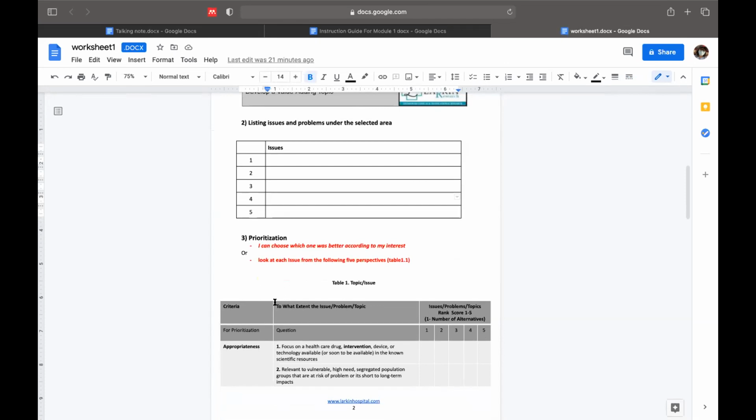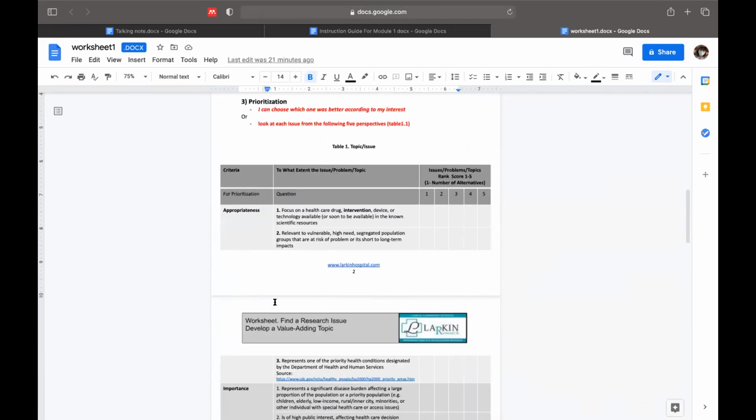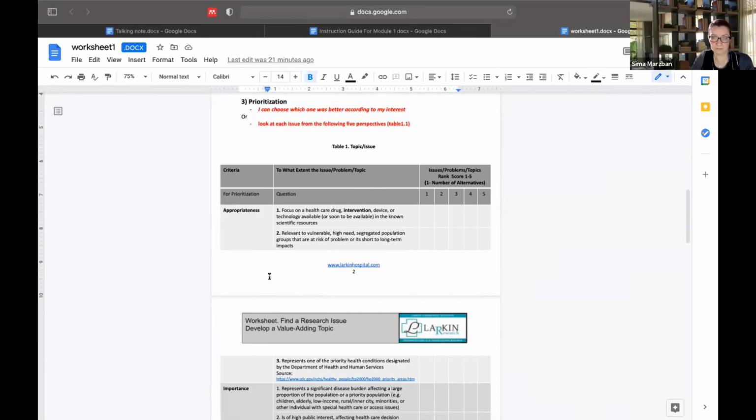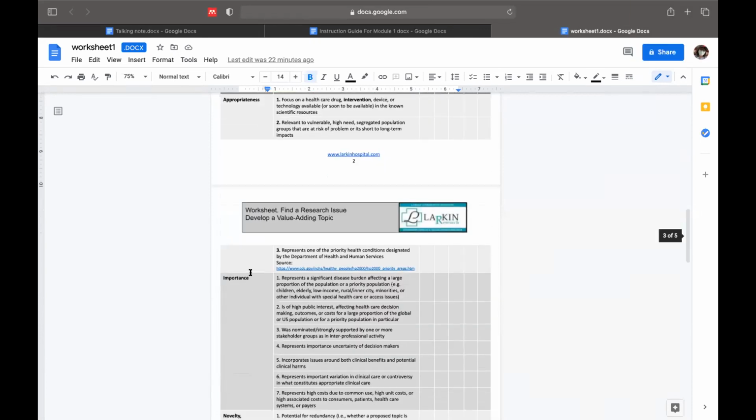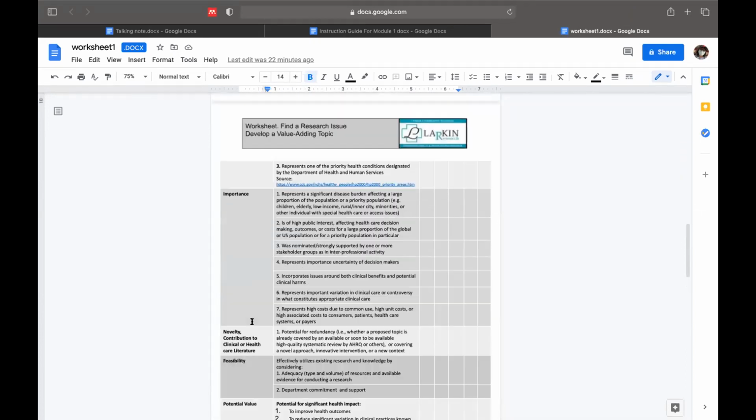This can be done by yourself, if you already feel this is more important to you because you've been through it in your clinical practice and you believe this topic should be researched. Or you can use the table that Dr. Marsban showed, which is part of the worksheet. As discussed before, this table has 5 criteria to help you prioritize the research: appropriateness, importance, novelty, feasibility, and potential value.